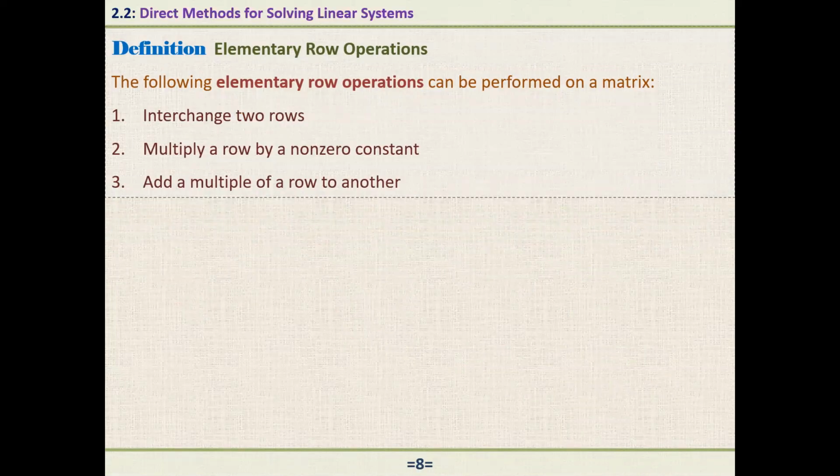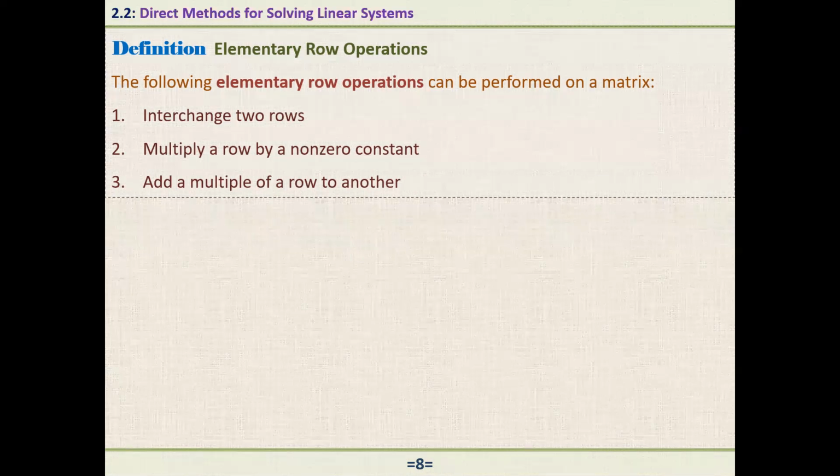Next. Now we will introduce another important keyword. That's a keyword of this chapter, elementary row operations. And actually you have seen this in the first slide, right, in the keywords part. What do we mean by elementary row operations? The following elementary row operations can be performed on a matrix. So when we just say elementary row operations, we mean the following operations.